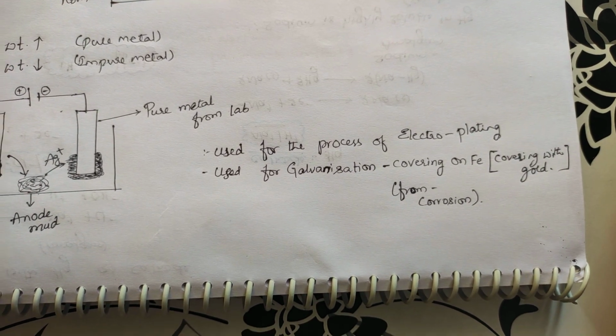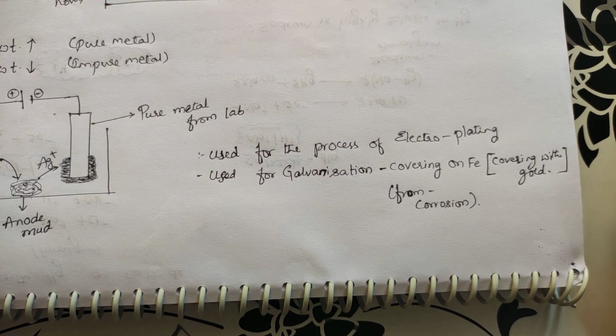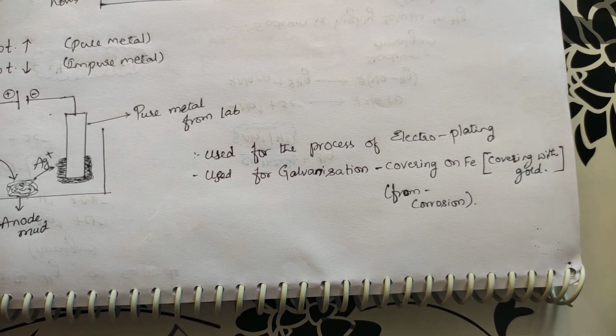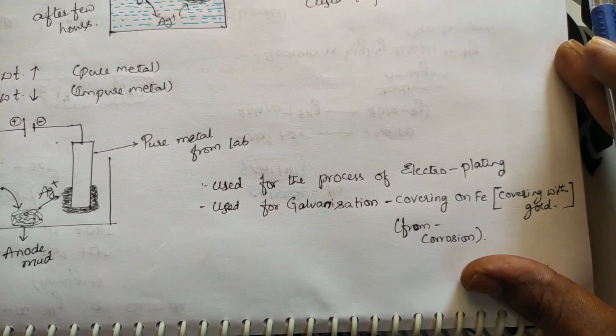Basically, iron has more strength but less resistance. If you cover it with a more corrosion-resistant substance, then it will be prevented from corrosion. Right, students?